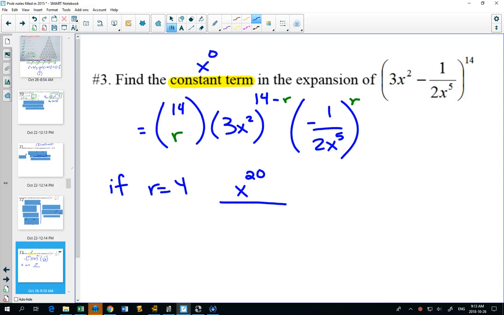In my denominator, if r is 4, oh, nice job, good work. If r is 4, how many x's am I going to have in my denominator? 20. What happens with the x to the 20 and the x to the 20? They cancel out. You get an x to the 0, or you get a constant term. So now we already know that's what r should be.